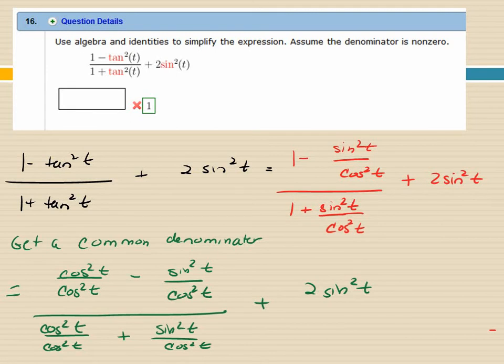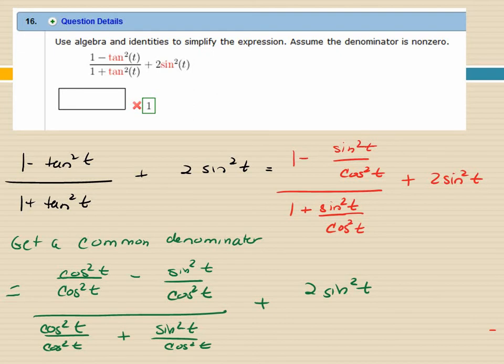So right here, this 1, I'm going to get a common denominator. And 1s are easy, because to get a common denominator, I just have to put whatever the denominator is here, each over itself. So cosine squared over cosine squared is 1, and cosine squared over cosine squared is 1. I did that so that these two have a common denominator. And then I'm going to combine them. That's the idea.